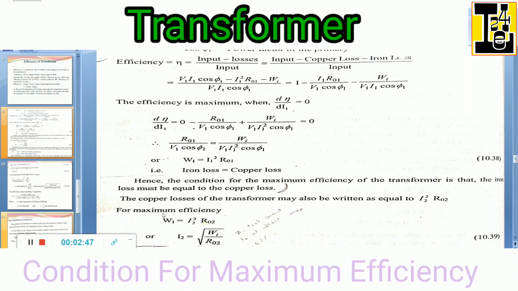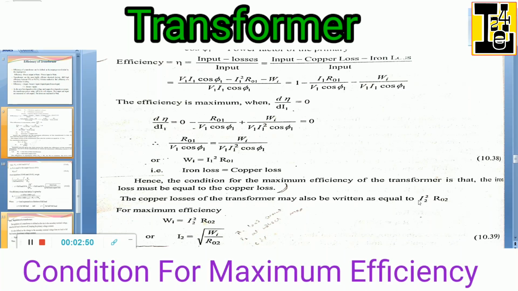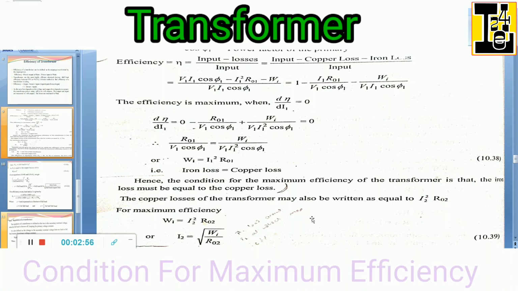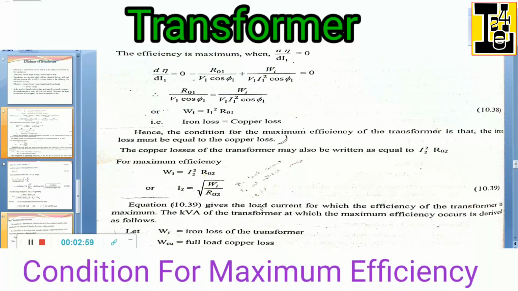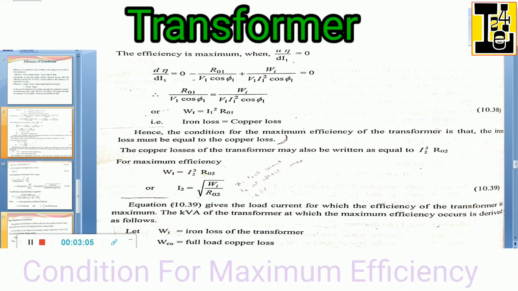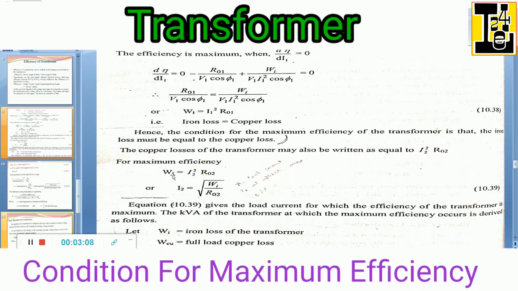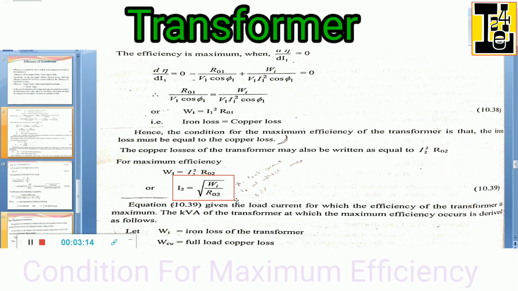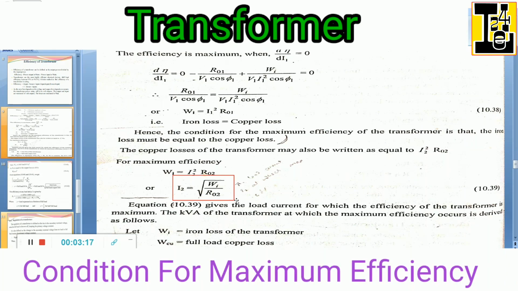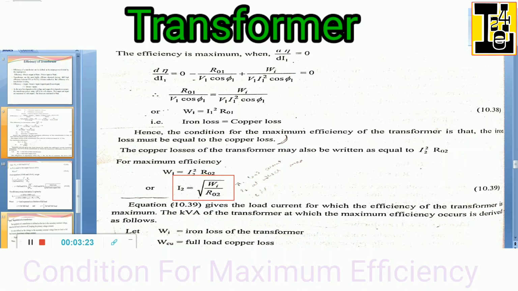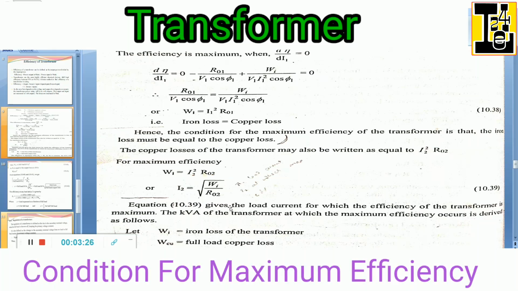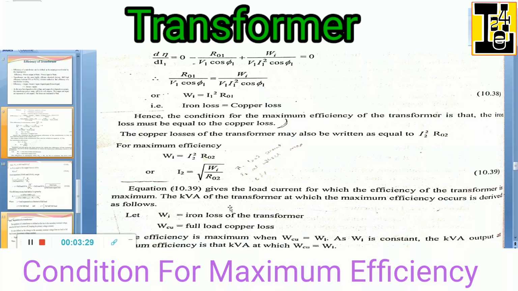The copper loss of the transformer may also be written as I2 square R02. For the maximum efficiency, we can write Wi equals I2 square R02. We can write I2 as equal to square root of Wi divided by R02, where R02 is the effective resistance of the transformer referred to secondary side. This equation gives the load current for which the efficiency of the transformer is maximum.